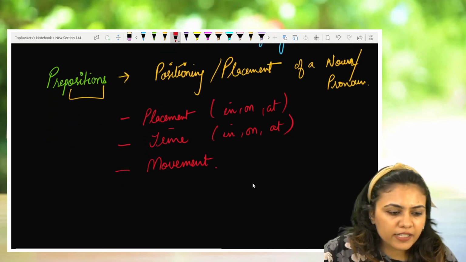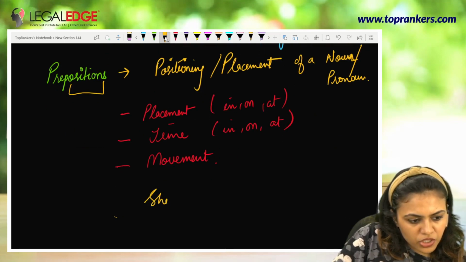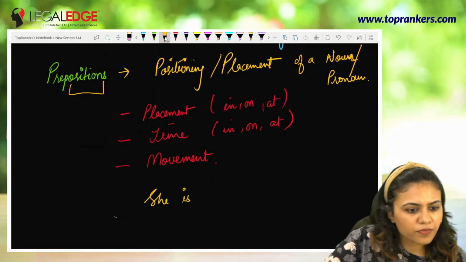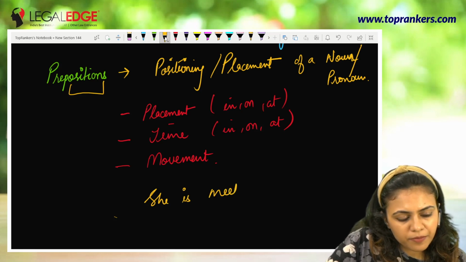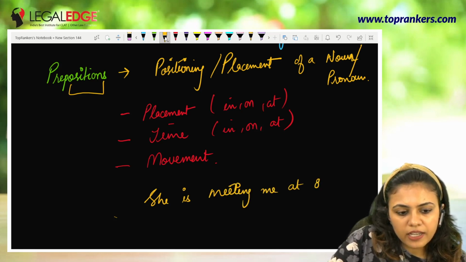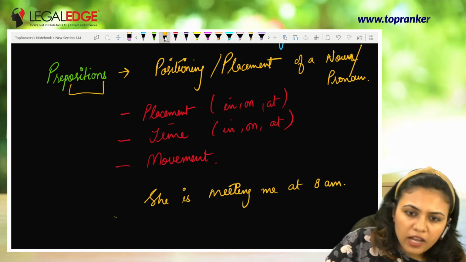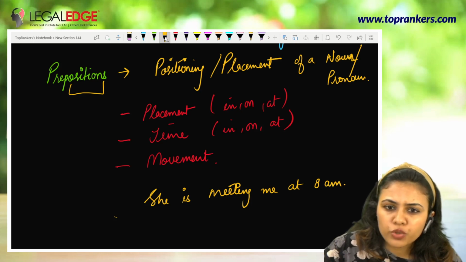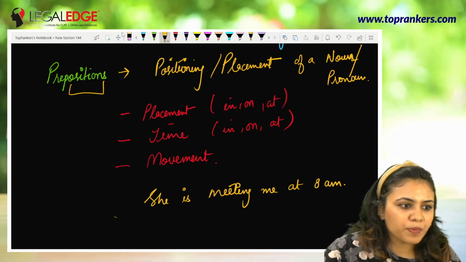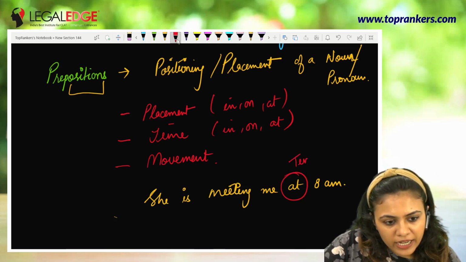For example, when I say he is meeting me at 8 a.m. Okay. Here, the exact time. What is the word that shows you the exact time in this particular sentence? I hope it's pretty clear. At. So यहाँ पे वो बता रहा है time.